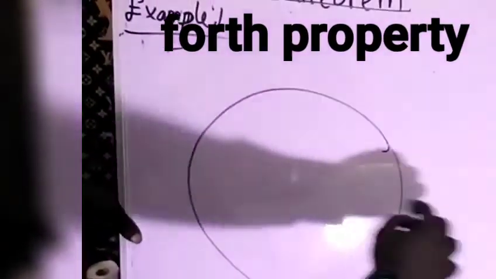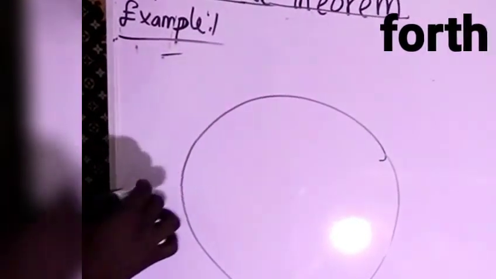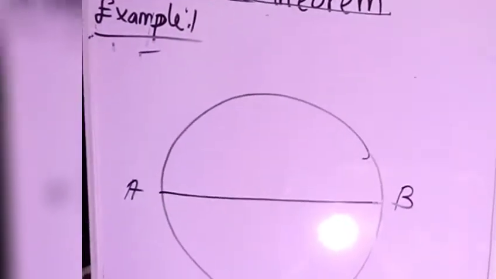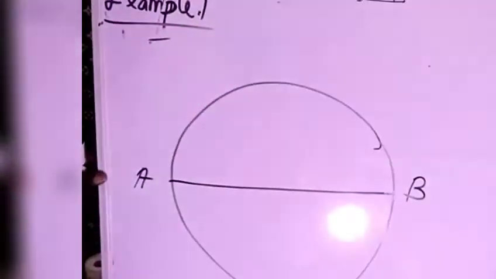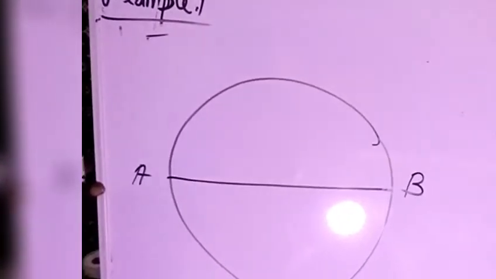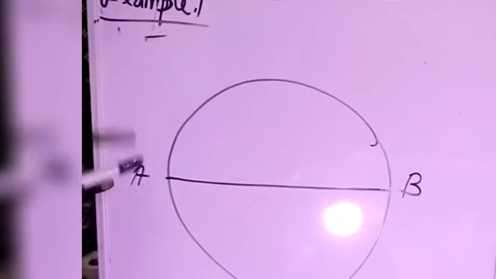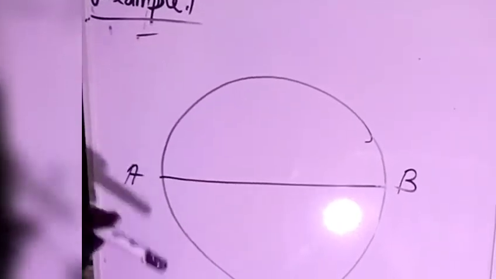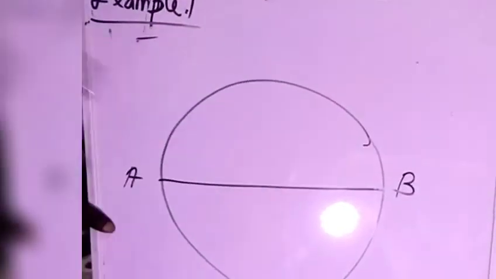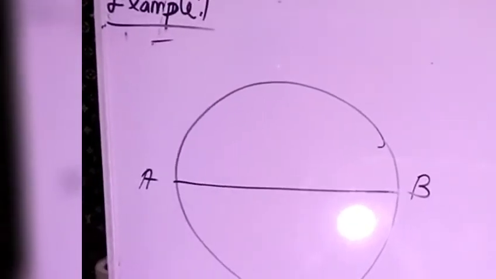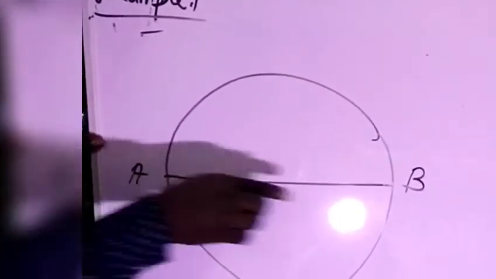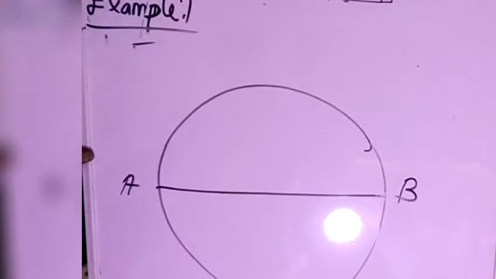We learned previously that a diameter divides a circle into 2 equal parts. So if A and B is the diameter, it is dividing the circle into 2 equal parts. The fourth rule says that the angle formed on the circumference by the diameter of the circle is 90 degrees. So any angle that is formed on the diameter is 90 degrees.